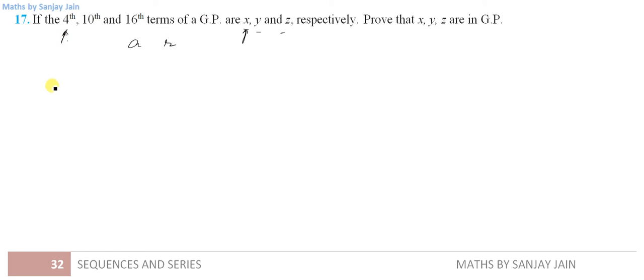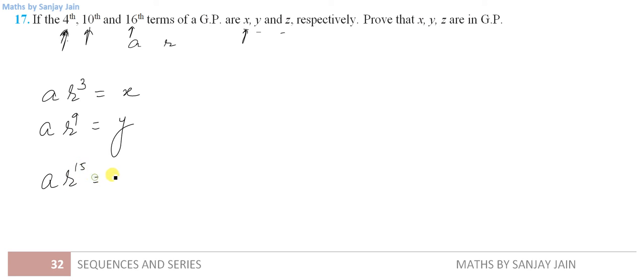Okay. So I will say the 4th term, that means A R raised to power 4 minus 1, that is 3, is equal to x. The 10th term is y, so A R raised to power 9 is y. The 16th term is z, so A R raised to power 15 is z. And I need to prove that x, y, z are in GP.